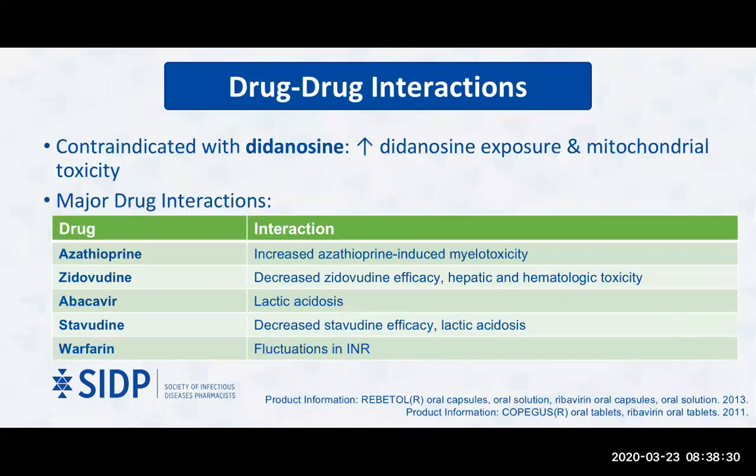Drug interactions with ribavirin: it is contraindicated with didanosine as it increases didanosine exposure and risk of mitochondrial toxicity. You'll notice a similar theme for other major drug interactions with ribavirin. Other nucleoside reverse transcriptase inhibitors like zidovudine, abacavir, and stavudine are considered major drug interactions because the ribavirin either impacts the NRTI efficacy and/or potentiates toxicity. Azathioprine also is an agent that we would avoid with ribavirin due to increased risk of myelotoxicity, and warfarin with ribavirin can result in fluctuations in INR.